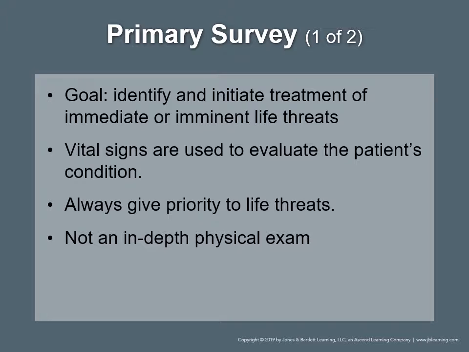Okay, this isn't an entire head-to-toe survey yet. This is just a quick check of their LOC, their airway, breathing, circulation, disability, and exposure, basically, and identifying life threats and fixing them. Life threats are things like massive hemorrhage or a hole in the chest or someone's airway is closed. We need to suction someone's airway to clear it. Those kind of things are what we're identifying in our primary survey.